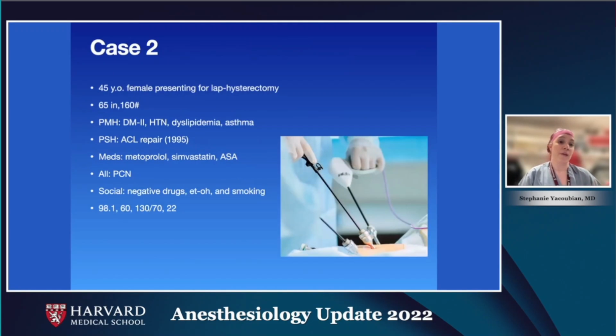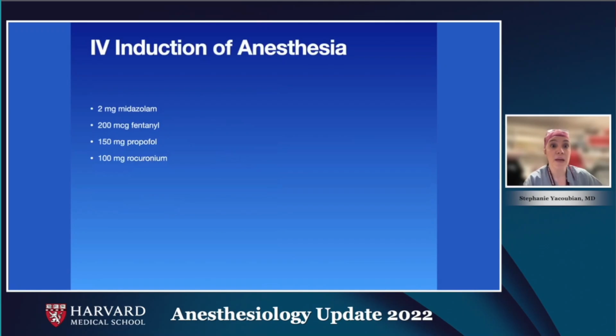Now here we move to another case where we have a 45-year-old lady coming in for lap hysterectomy. She's 65 inches, 160 pounds, diabetic, hypertensive, asthmatic, has a straightforward surgical history, takes metoprolol, simvastatin, has allergies to penicillin, she doesn't smoke, she doesn't drink, and has normal hemodynamic numbers.